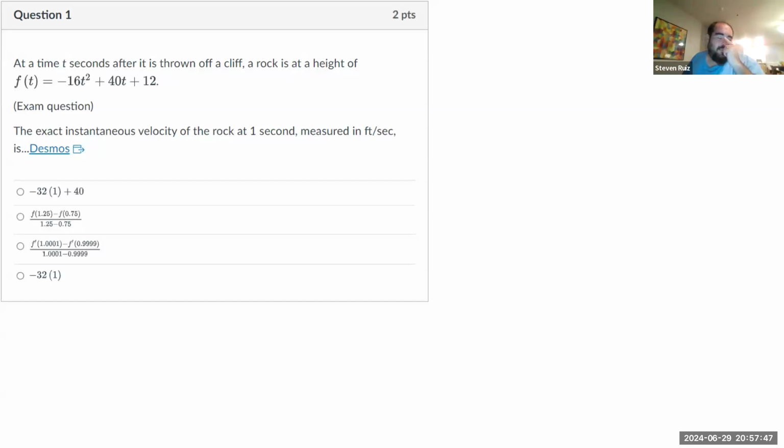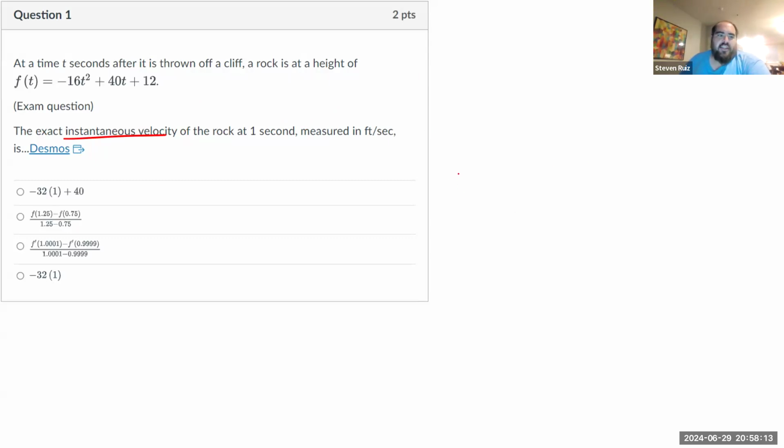All right, so let's talk about some of the questions from the second test. So first one here, given a function which describes the height of a rock above the ground a few seconds after it's thrown off a cliff, we're being asked for the exact instantaneous velocity. So hopefully the word instantaneous clues you in to the fact that we need a derivative.